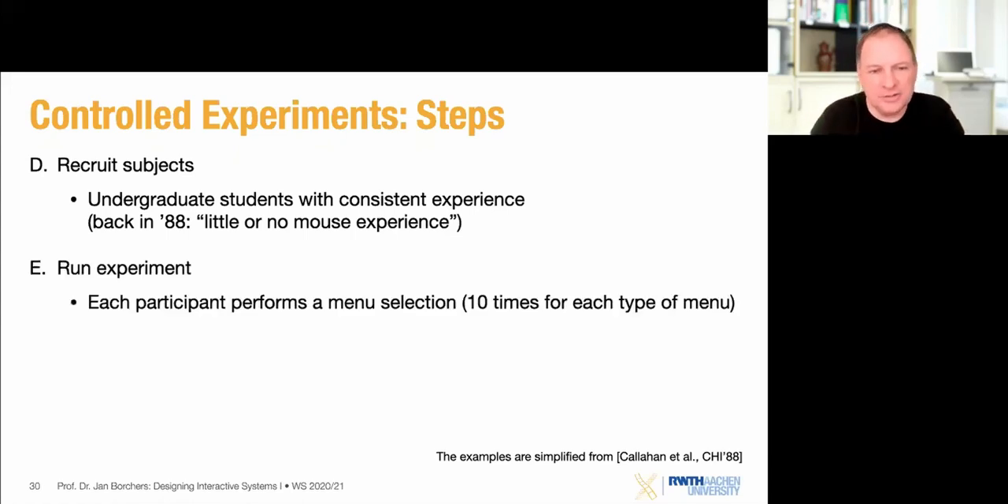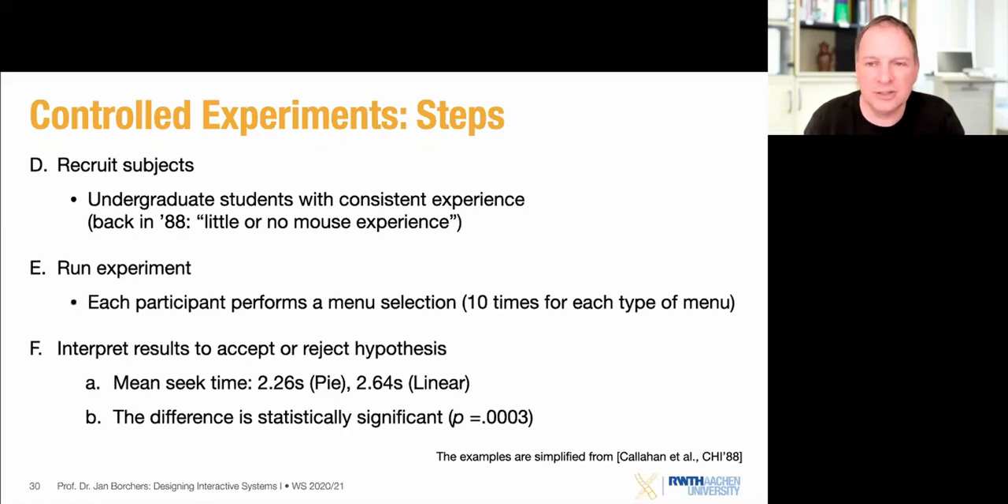Now you run the experiment. So, for example, each participant performs a menu selection, maybe 10 times for each type of menu, 10 times select an item, and you measure the time it takes people to do that, starting from a common starting point so that there's no influence of the starting point on the result. And then you need to interpret the results, to either accept or reject the hypothesis.